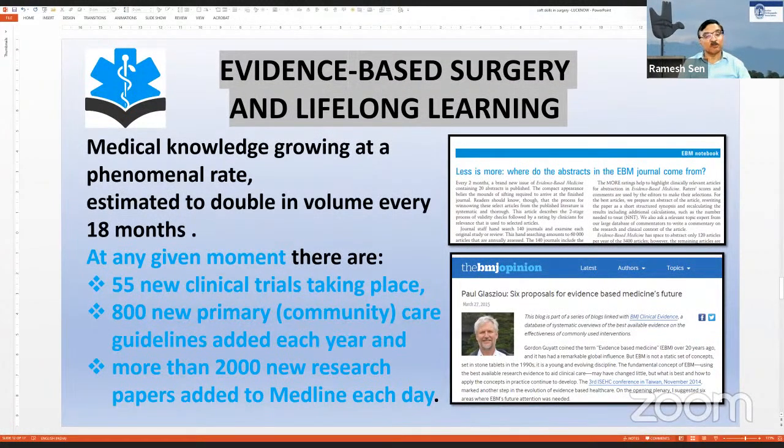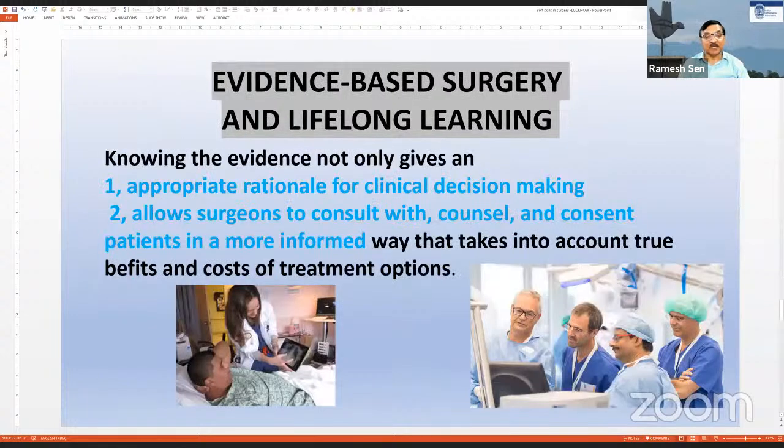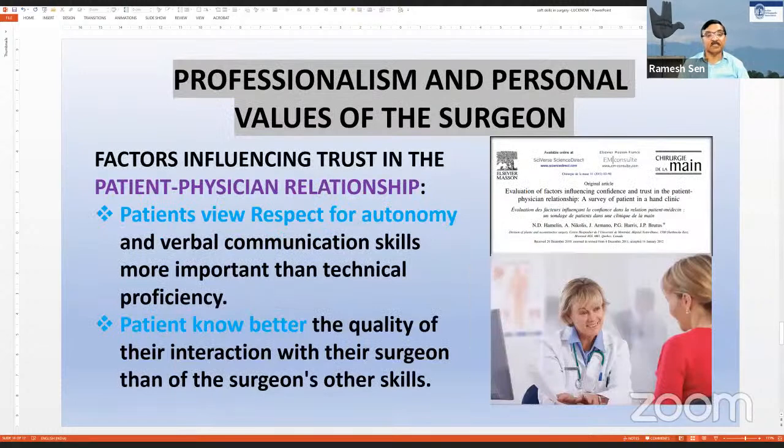Around the world, many new things are happening. And definitely so many trials, so much research coming in every day. But what to read and what to believe in, we have to be very careful about selecting. We need to define the rationale of clinical decision making. And we must allow the surgeon to consult, counsel, and consent the patients in a very well informed way. That way we can deal with it in a proper sense.